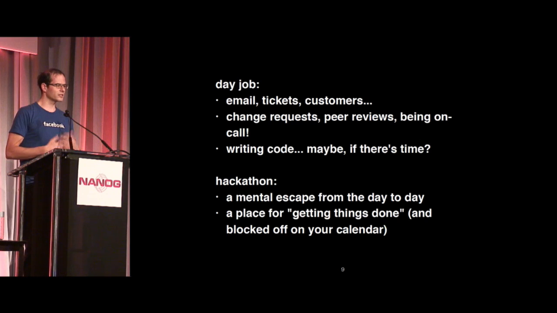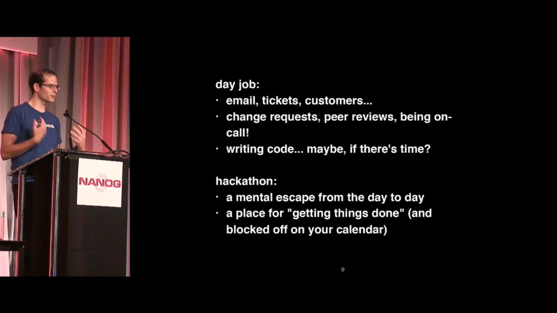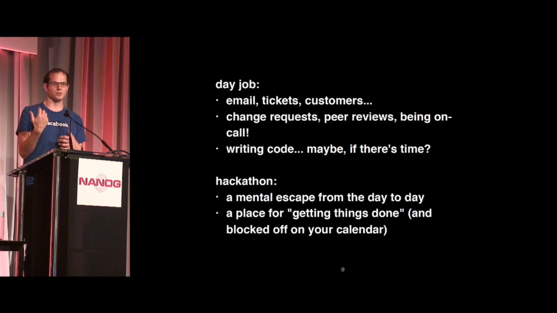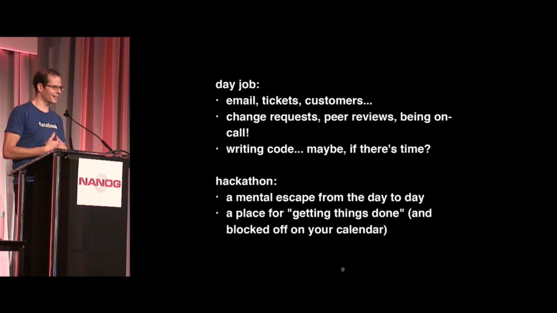Also, one note there is if you are participating in a hackathon, make sure your managers know and make sure that they're aware and supportive of it. Because being able to actually block off time on your own schedule to really go do this and not really be on call is something that will make it so much more successful for you.